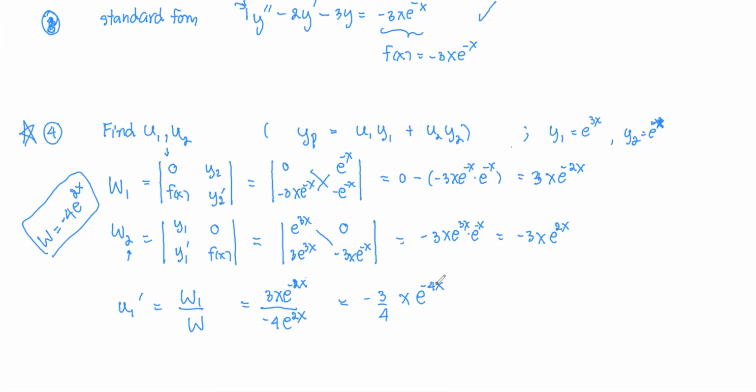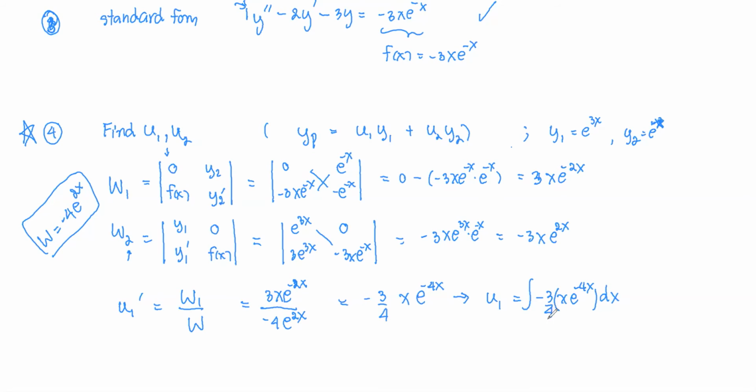Next we're going to find u1 by finding the antiderivative of negative 3 over 4 times x e to the negative 4x with respect to x. And we're going to use the integration by parts technique.